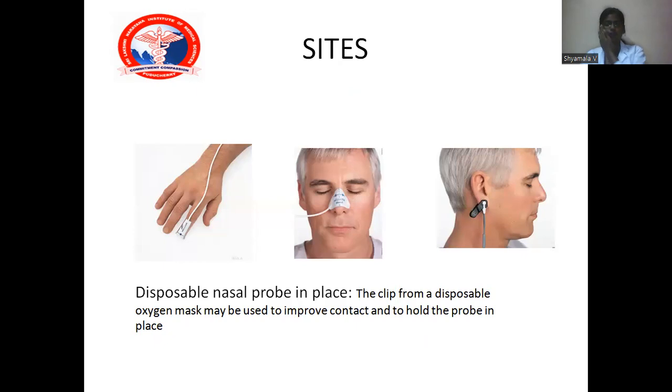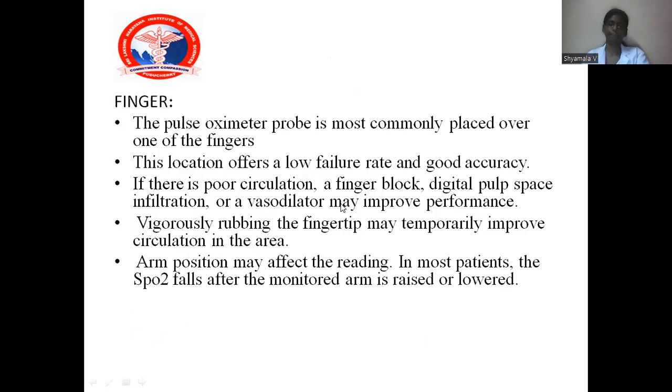Sites where the probe can be applied include finger, toe, nose, earlobe, tongue, cheek, forehead, and esophagus. So this picture shows the probe placed over the finger, nose, and earlobe. And this is the disposable nasal probe which is held in place. The pulse oximeter probe is most commonly placed over one of the fingers, and this location offers a low failure rate with good accuracy.